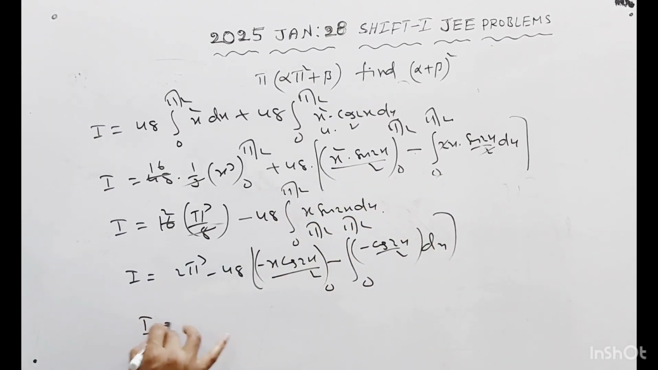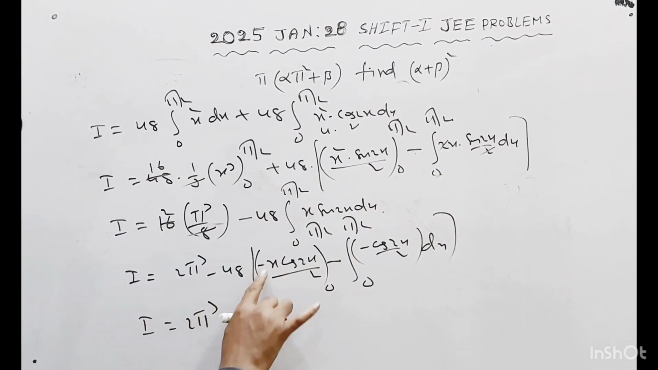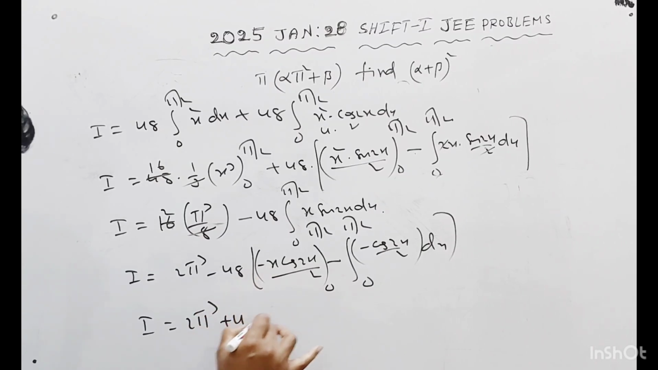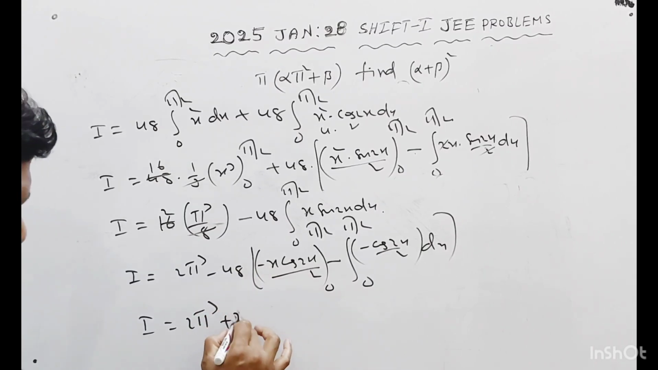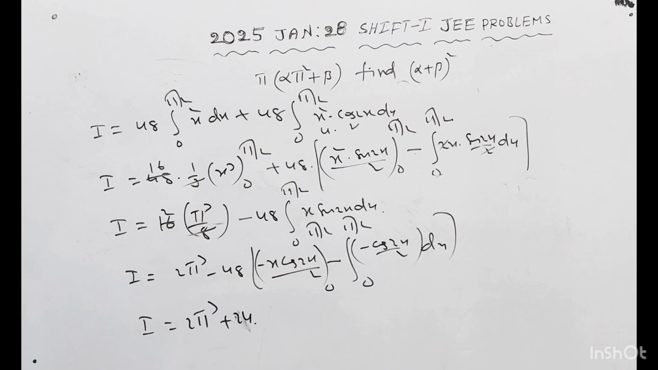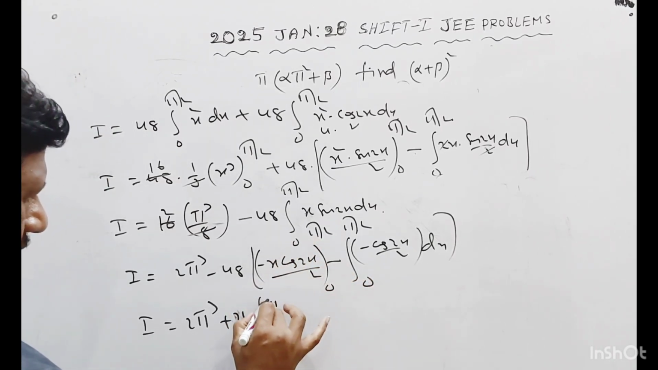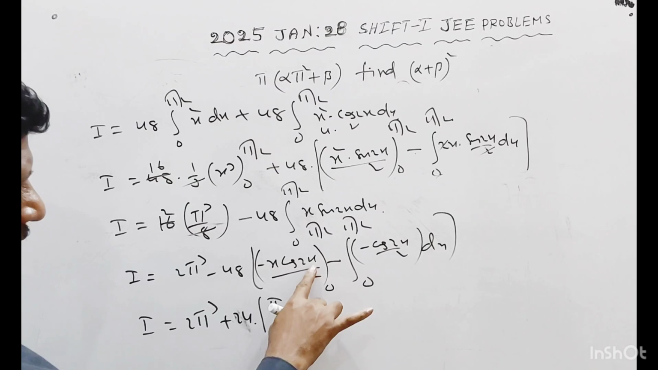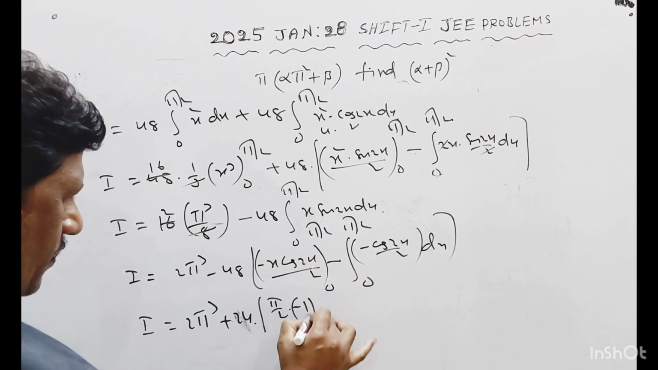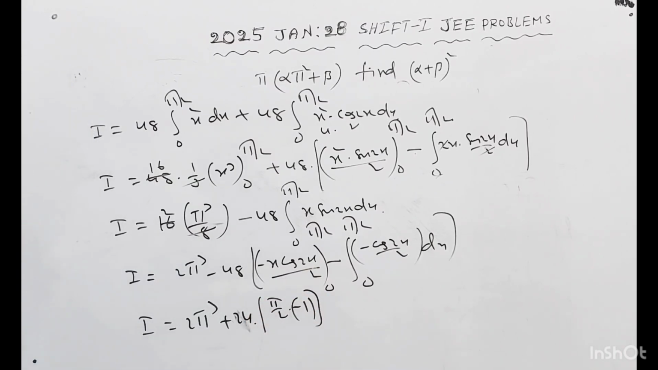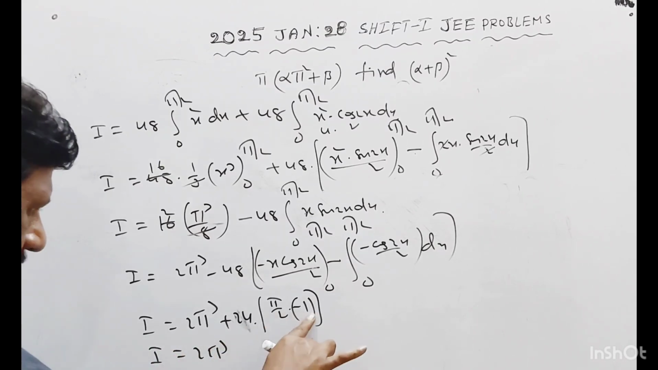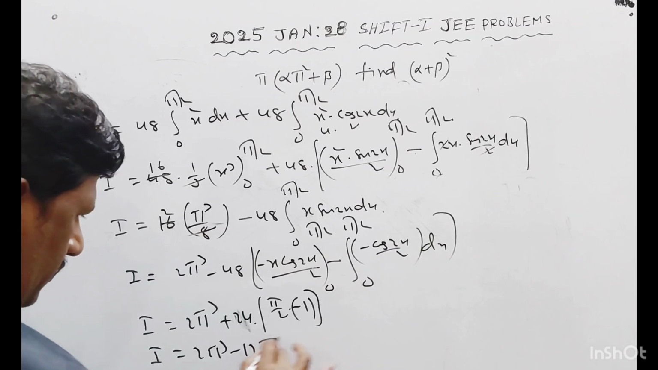That's why here I is equal to 2 pi cube minus into minus becomes plus 24 times. Now in the place of x write pi by 2. So this is pi by 2 into cos 180 minus 1. Cos 180 is minus 1. So that you will get 2 pi cube plus into minus minus 12 pi.